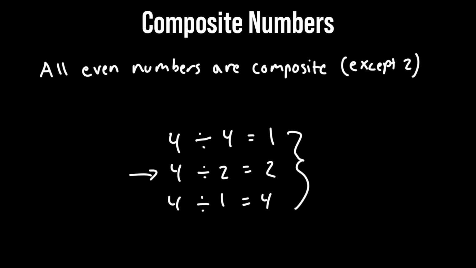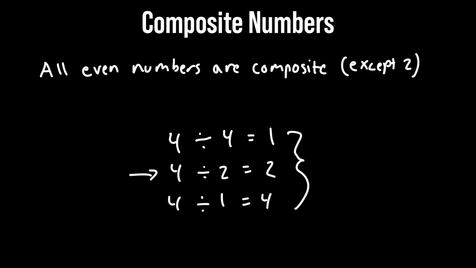What this means is whatever even number you take, it will always have at least 3 factors, because any even number can be divisible by itself. Here, 16 divided by 16. It can be divided by 1. And now it can also be divided by 2. So even numbers will always have at least 3 factors.